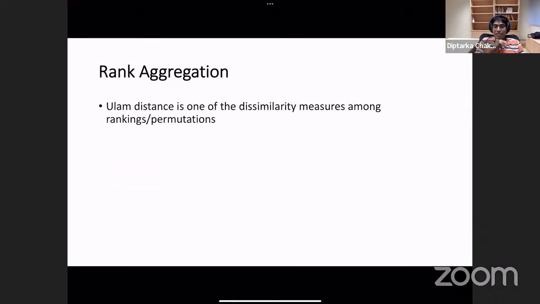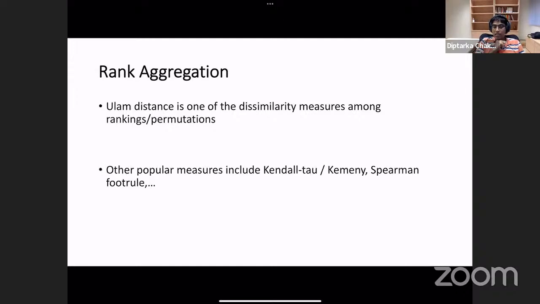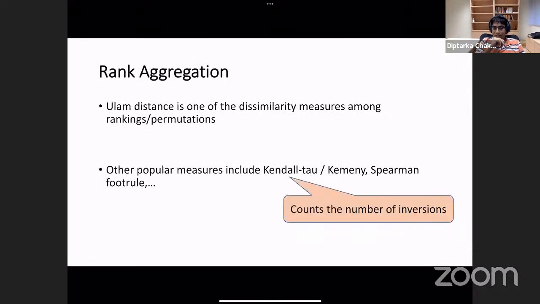As I mentioned, the Ulam distance is just one of the dissimilarity measures among rankings and permutations. There are actually several other popular measures used to compute the dissimilarity between rankings. For example, Kendall-Tau, with respect to which this rank aggregation is also called Kemeny optimal rank aggregation, Spearman's footrule, Kelly, Minkowski, and many more. Each of them has different applications. One of the interesting ones, maybe the most popular, is Kendall-Tau, which counts the number of inversions.